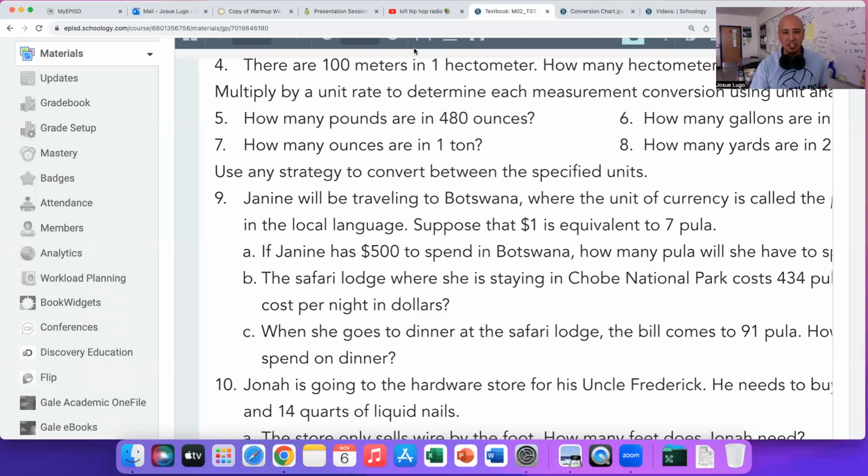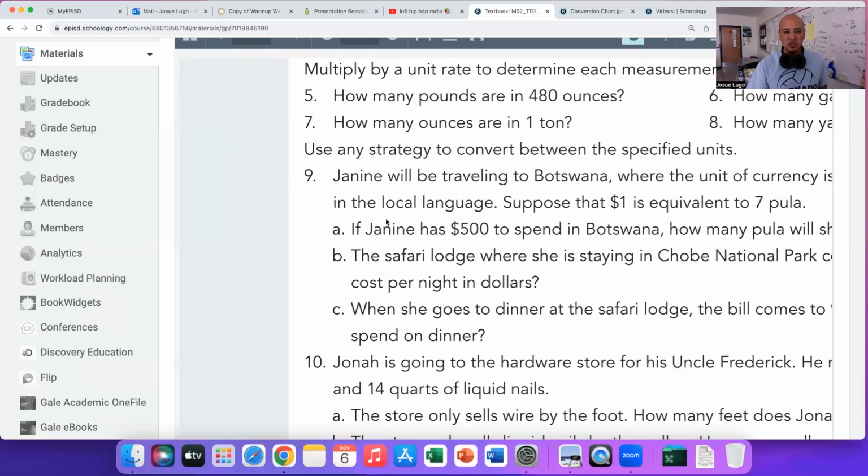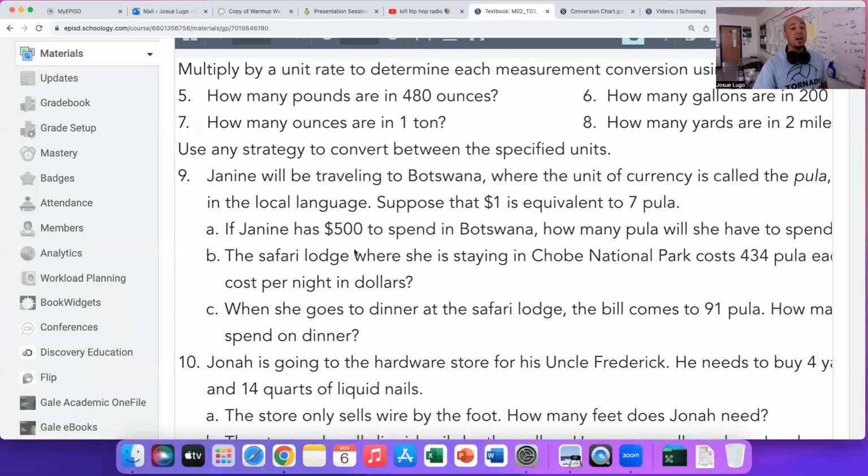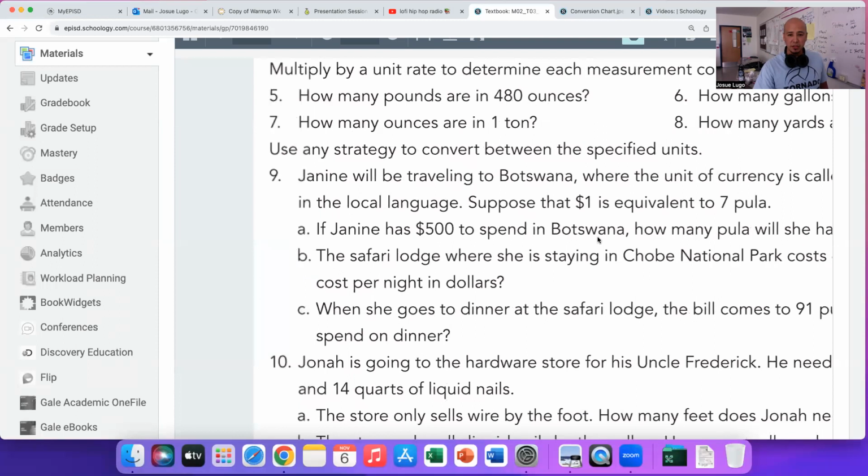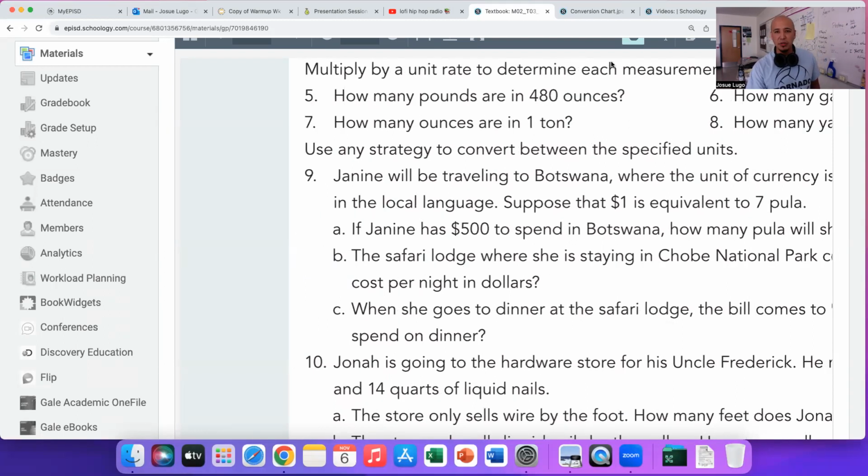Okay, so now that I know that, I can actually work this problem out. Let's do 9a. And 9a reads, if Jenny has $500 to spend in Botswana, how many pula will she have to spend? All right, in other words, $500 is how many pula? Well, ladies and gentlemen, obviously I'm comparing dollars to pula. So I'm just going to write down pula. And we know that dollars is the bigger one because $1 is 7 pula. Notice that I'm just using the conversion, $1, 7 pula. However, we have $500, and we want to know how many pula that is.